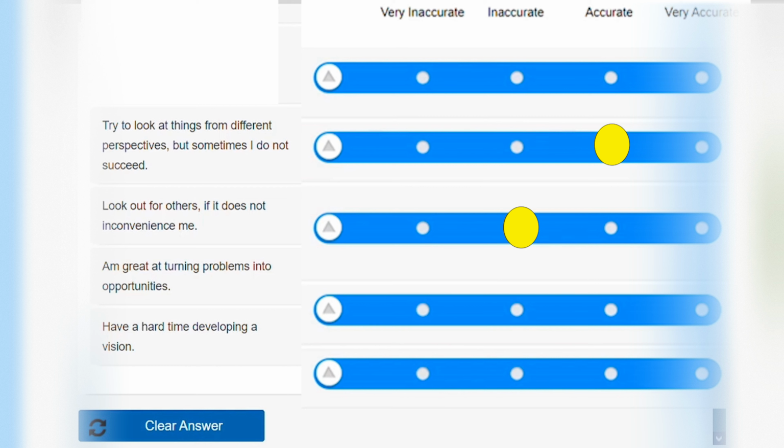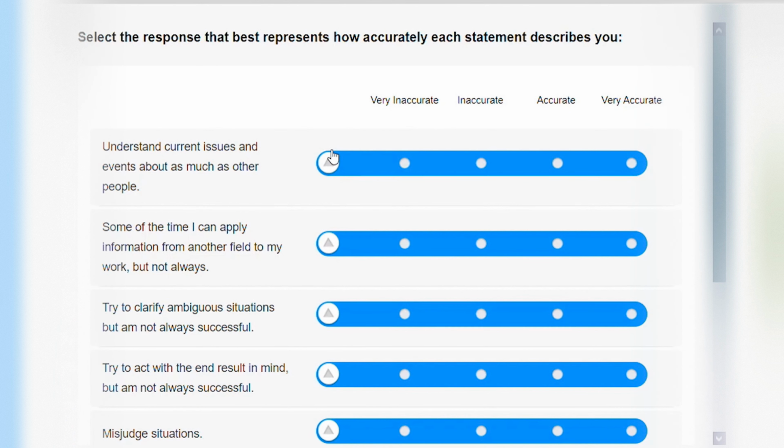So inaccurate. I'm great at turning problems into opportunities. Very accurate. Have hard time developing a vision. Very inaccurate. You can't accept that. You need to be someone who is visionary, who can inspire people, who can design a vision, understand current issues and events about as much as other people.